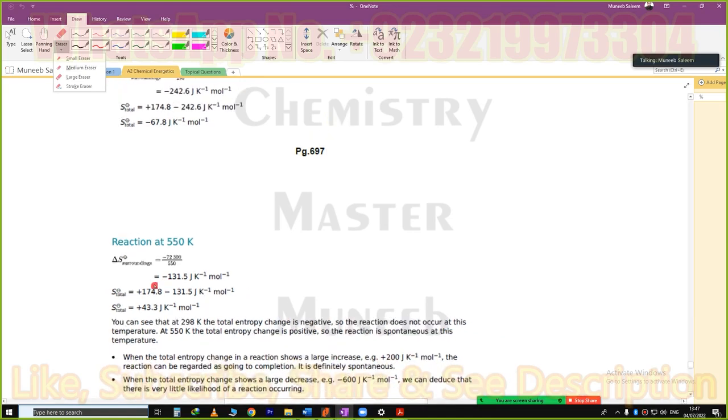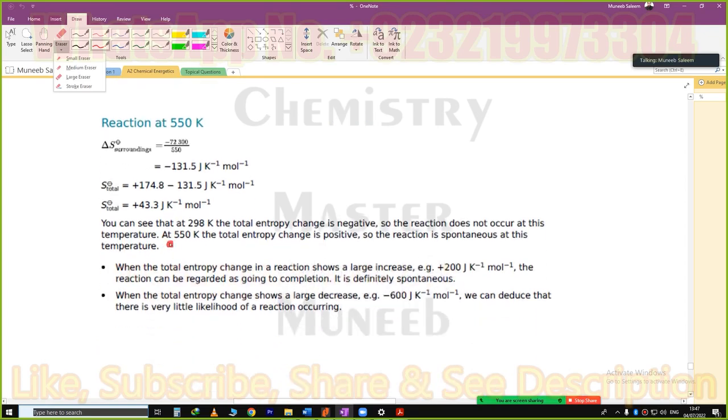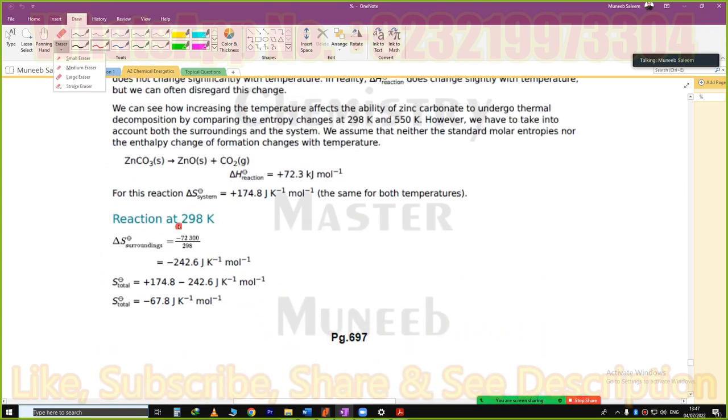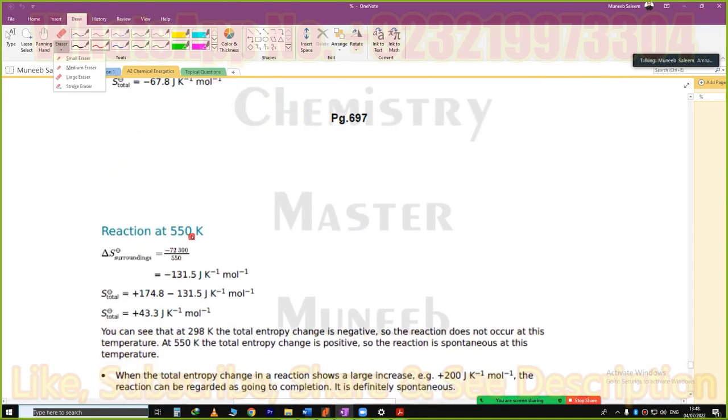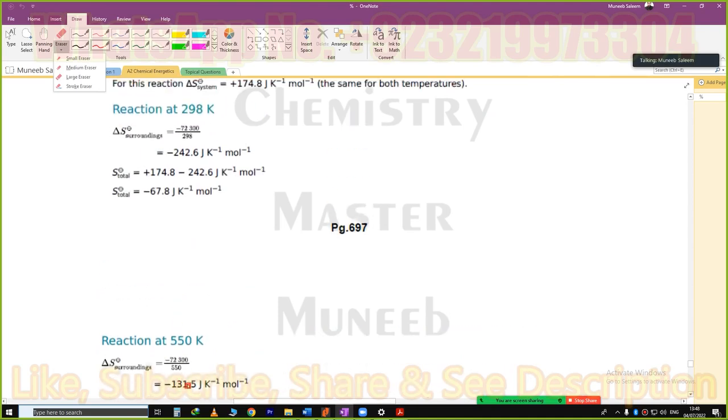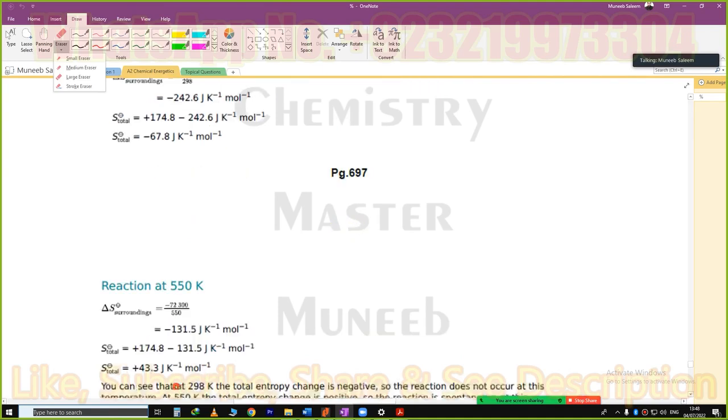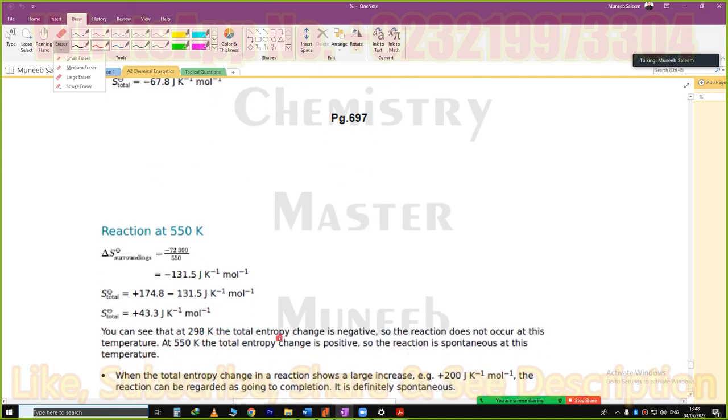If you apply the reaction at 298 Kelvin, this will give you minus 242.6 over here. And if you apply 550 Kelvin, then you have minus 131. So at a higher temperature we have a smaller value of this. You can see that at 298 Kelvin the total entropy change is negative, so the reaction does not occur at this temperature. At 550 Kelvin the total entropy change is positive, so the reaction is spontaneous at this temperature.